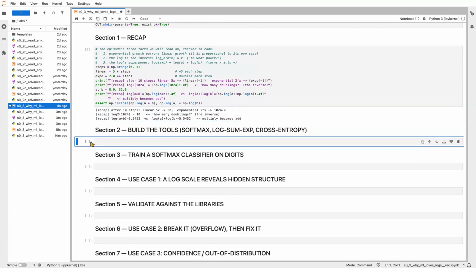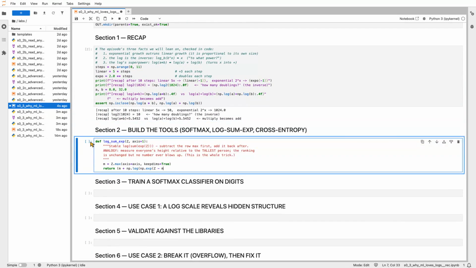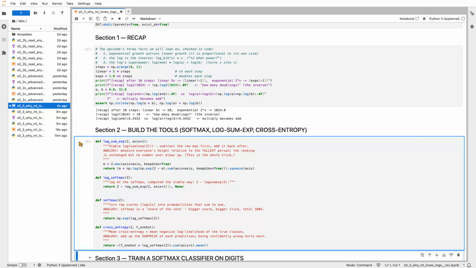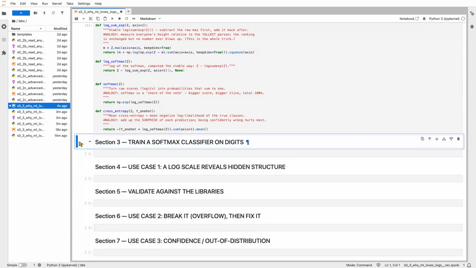Section 2. Build the tools. 3 little functions power everything that follows. Softmax turns raw scores into a share of the vote, probabilities that add to 1. Log-Softmax computes that in a stable way using the Log-Sum-Exp trick, and Cross-Entropy adds up the surprise of each prediction. That is the log likelihood we train on.